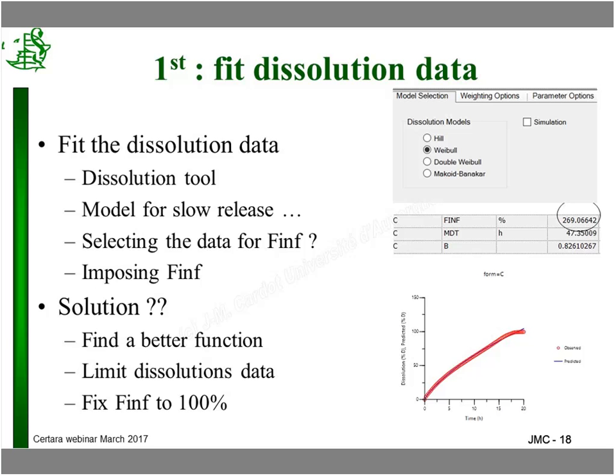Why? Because when you have a formulation, you have a content of your drug inside. And very often, this content of drug can be versus the label 105 or up to 110% or even more. So that means if you want to fix the F infinity, you must fix it to 105, which is the maximum limit of content, or 110%, depending on what is in your certificate of analysis.